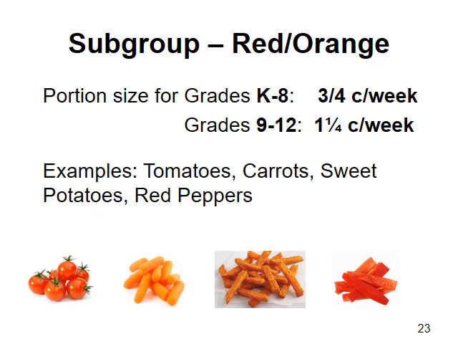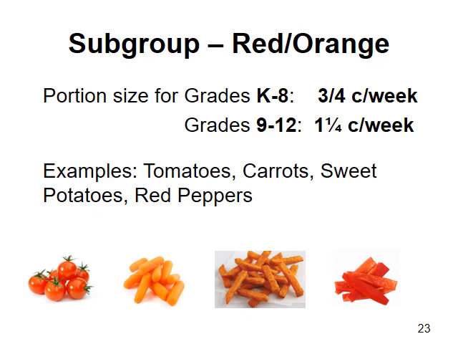A few common examples typically used in school menus include tomatoes, carrots, sweet potatoes, red peppers, and pumpkin. You can refer to the vegetable subgroup handout for more options. For schools that offer fruit and vegetable bars, if you offer a variety of red-orange choices over the course of a week, such as baby carrots, cherry tomatoes, or red peppers, you will meet this requirement.